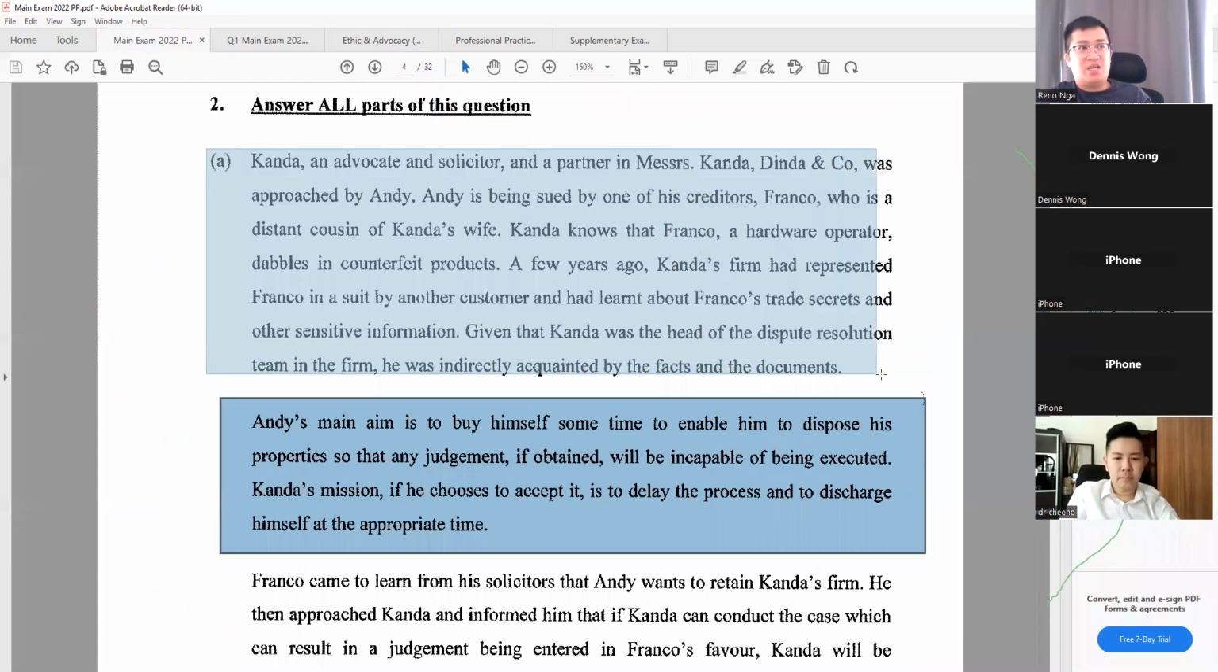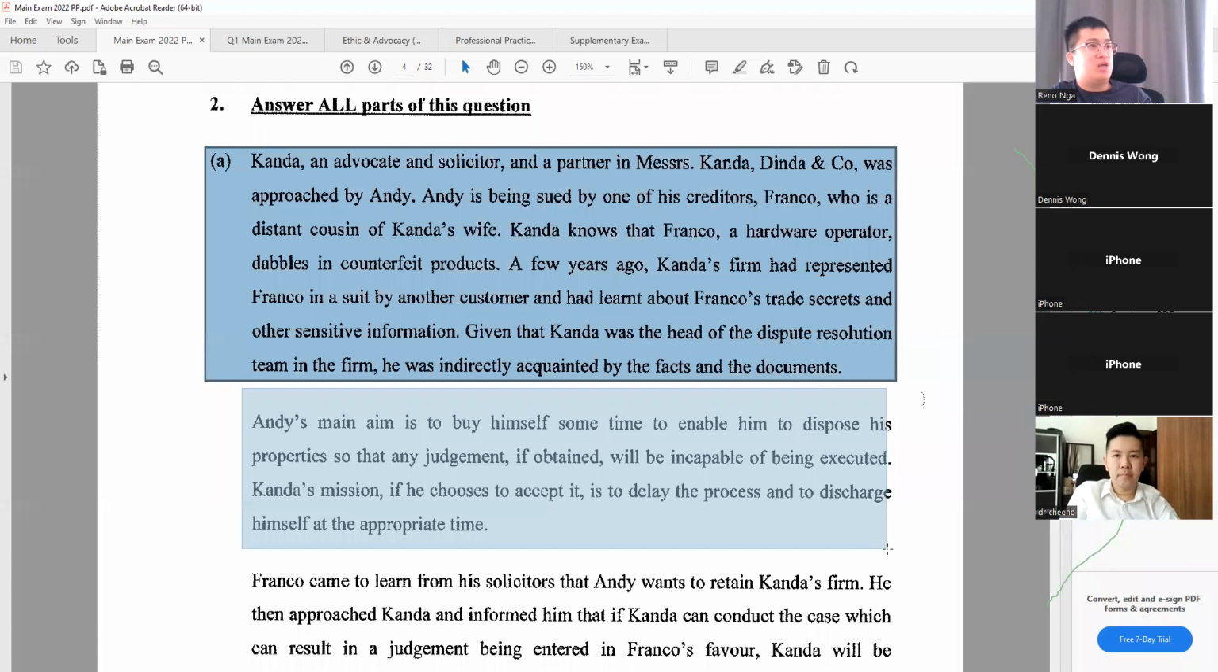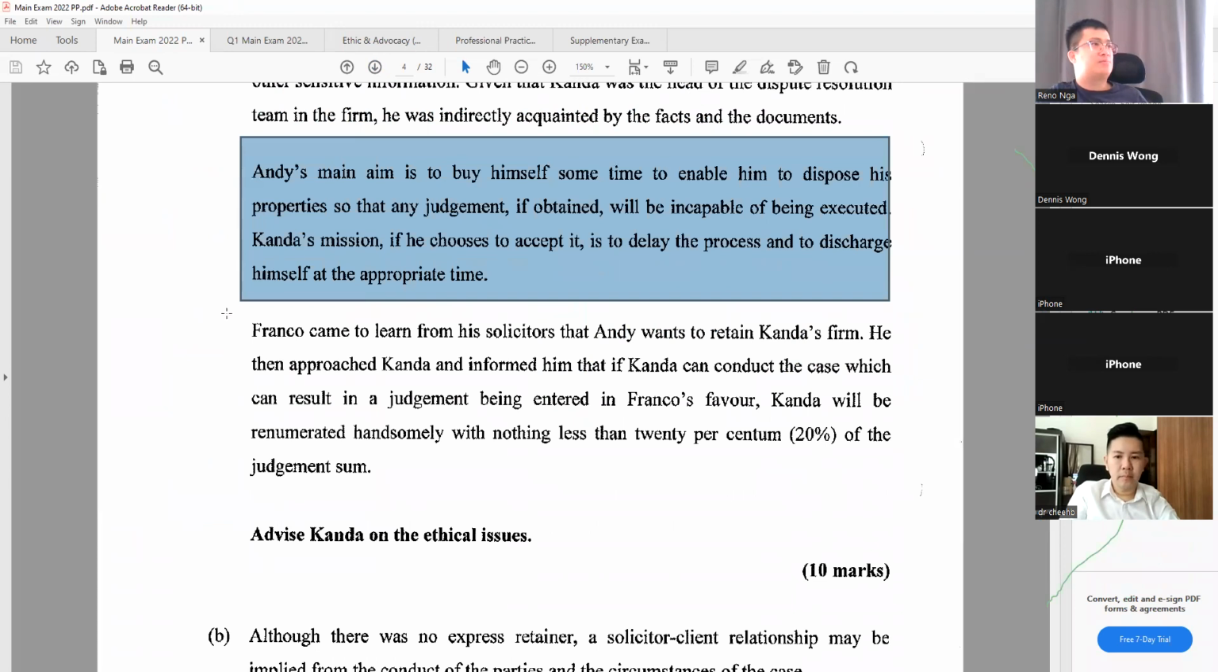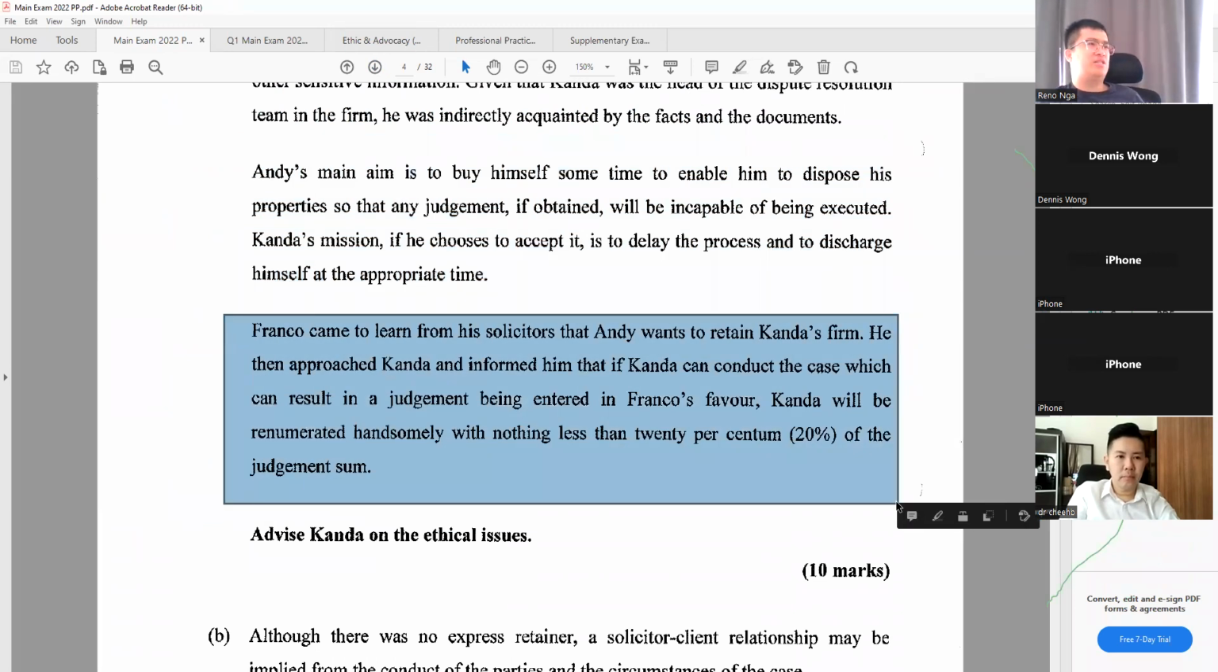So here we already got confidentiality and Rule 5. So for the second paragraph, we can answer using Rule 6A, Rule 12, Rule 24A, and Rule 17. Okay? All these are LPPER, by the way. Then, Franco comes to learn from his solicitor that NT wants to retain Kanda's firm. He then approached Kanda and informed him, if Kanda can conduct the case which can result in the judgment being entered in Franco's favor, Kanda will be remunerated handsomely with nothing less than 20% of the judgment sum.